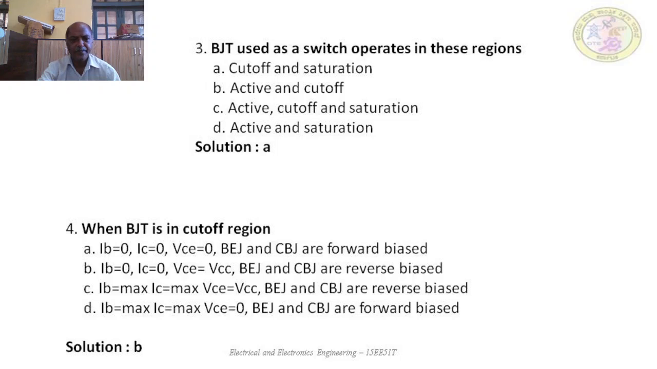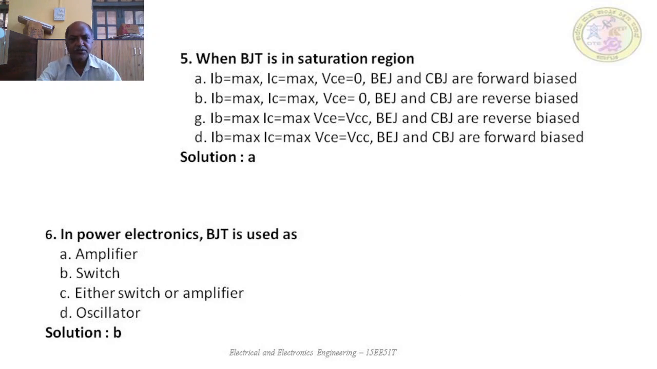Any answer? The correct answer is B, that is IB = 0, IC = 0, VCE = VCC, and the base-emitter junction and collector-base junction are both reverse biased. The fifth question: when BJT is in saturation region, which option is correct among these four options? Yes, the correct answer is A, that is IB is maximum, IC is maximum, VCE = 0, and the base-emitter junction and collector-base junction are both forward biased.